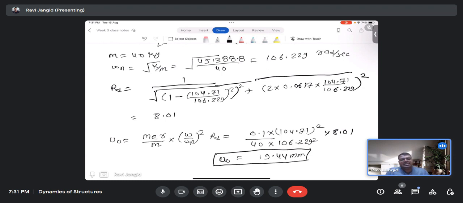So anyone has any doubt in this question? In this question, the main thing was to calculate the damping only. In your questions, I think the damping is given directly, so that you have the damping, then you can calculate the u naught easily. So any doubt? Anyone?